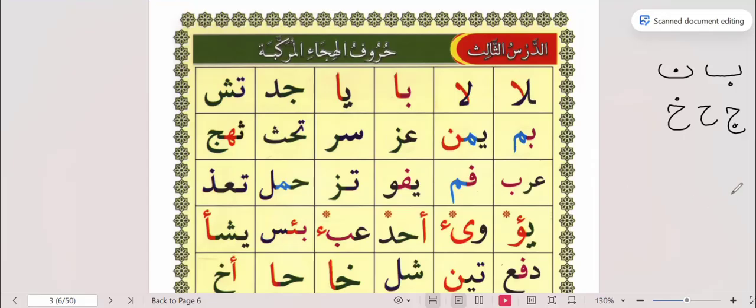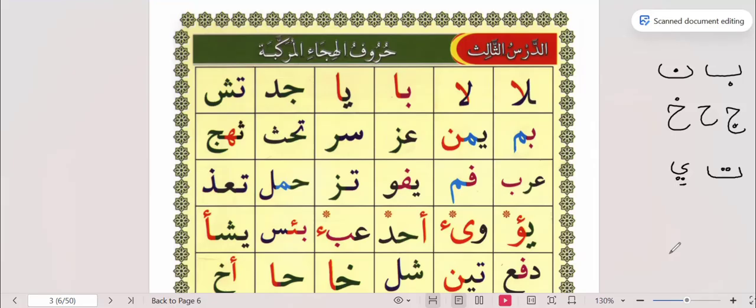And then come the two dot letters, letter Ta and letter Ya. A student should know that letter Ta always carries two dots on top, whereas letter Ya carries two dots down below.